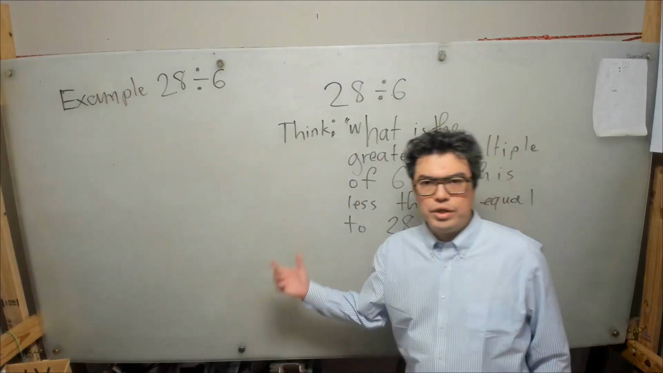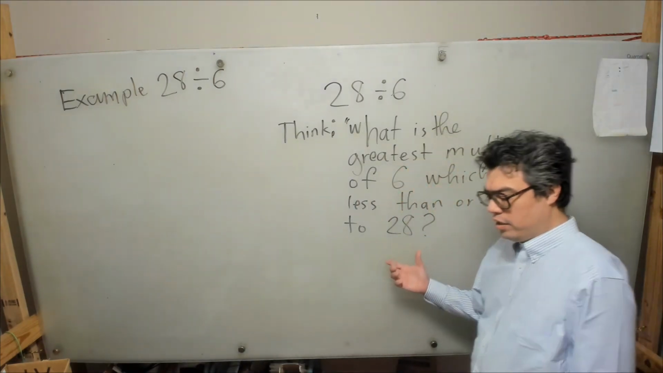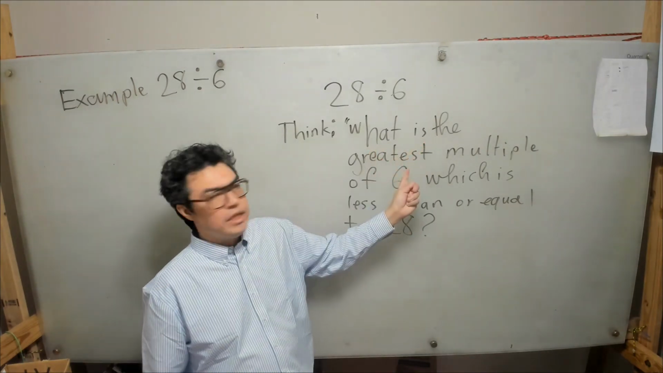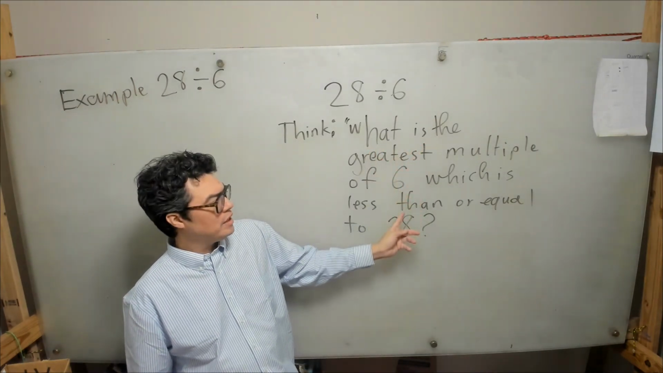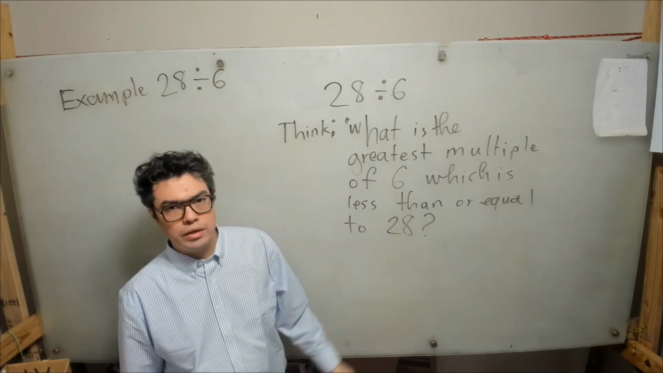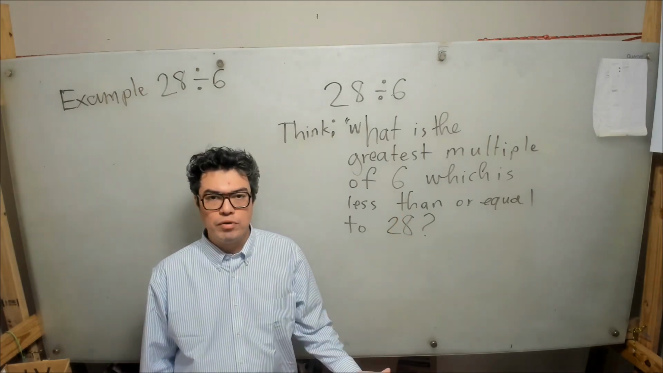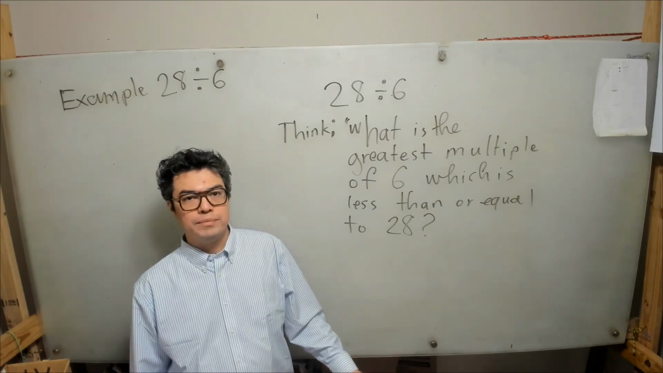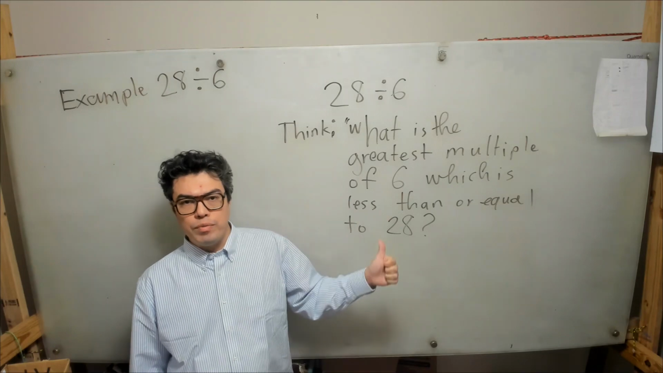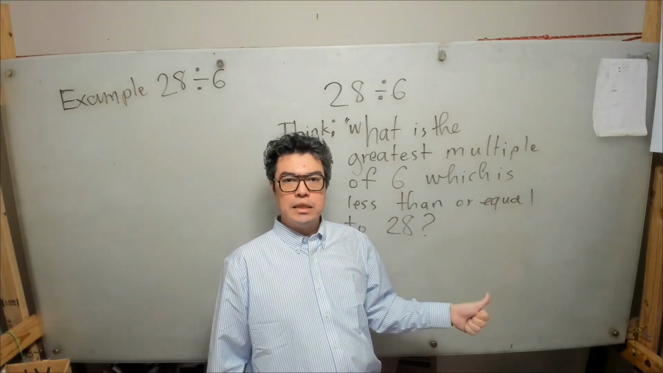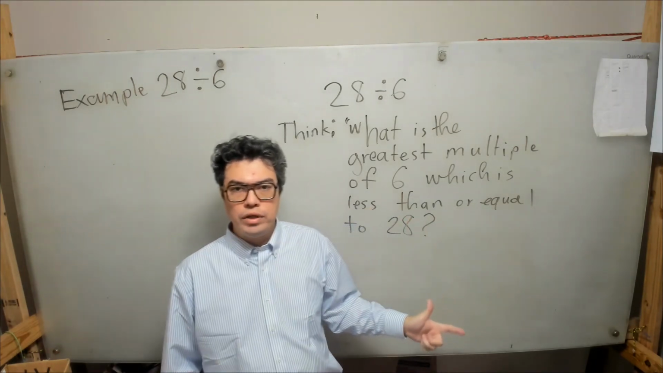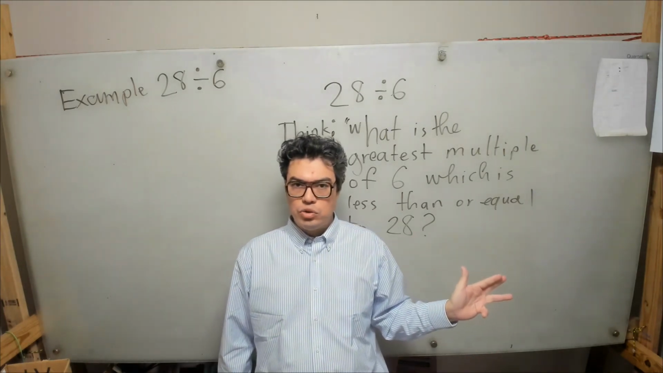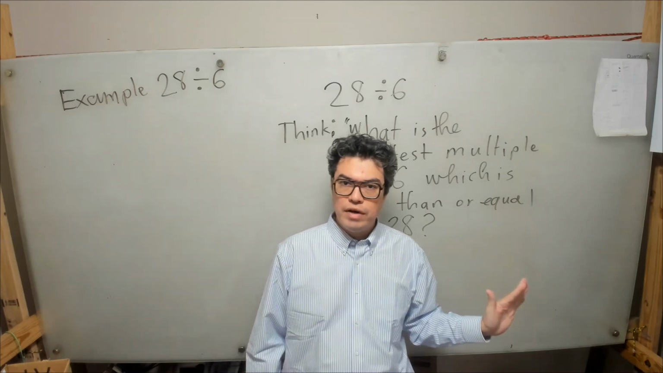And so the way I want you to think about it is in the following way. What is the greatest multiple of 6 that is less than or equal to 28? So let's count out our multiples of 6. Do it with me. 6 times 1 is 6. 6 times 2 is 12. 6 times 3 is 18. 6 times 4 is 24. 6 times 5 is 30.